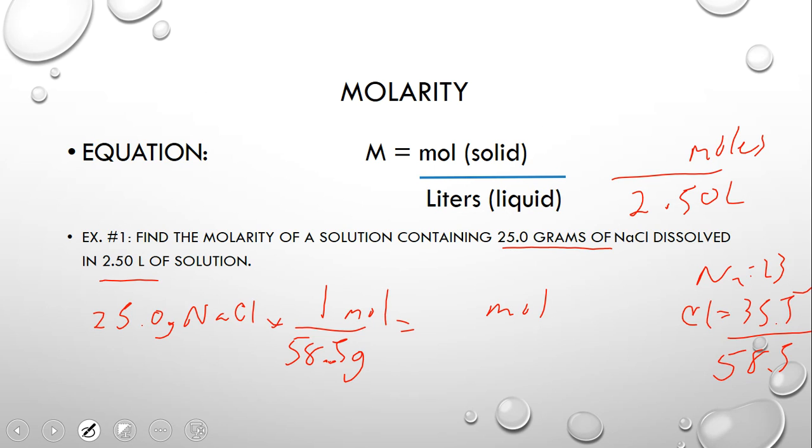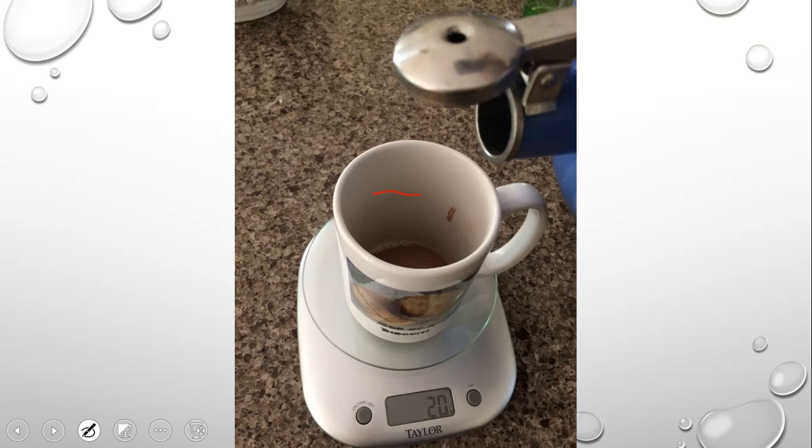So we take 25 and we divide it by 58.5, and we get 0.4277. And now we have our moles, and we put that on top, and we divide 0.427 by 2.5, and we get our molarity is 0.17. So that's the molarity of that solution. Should be 0.71 if you're doing significant figures.